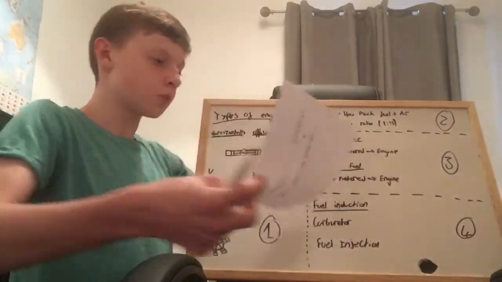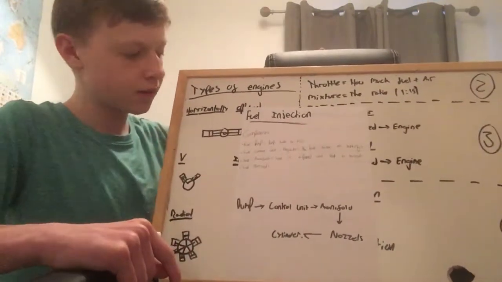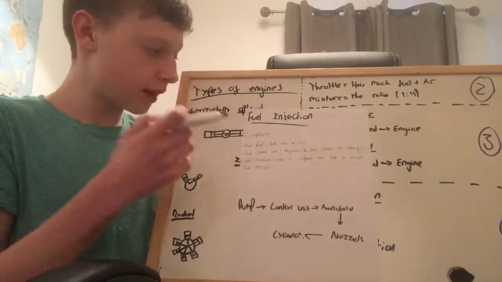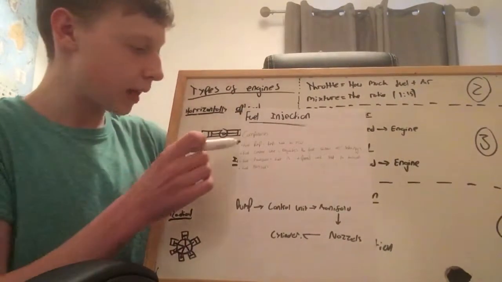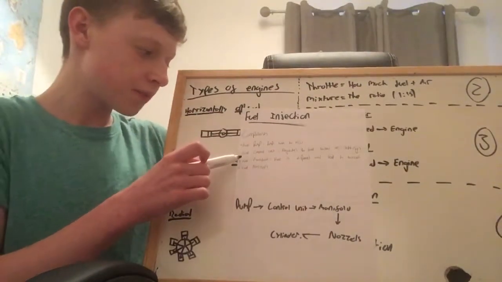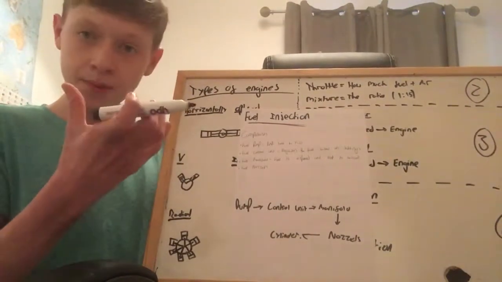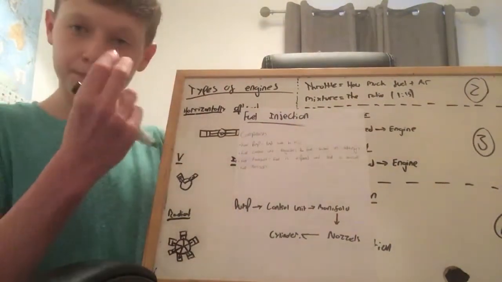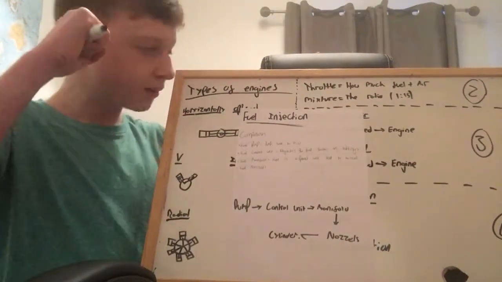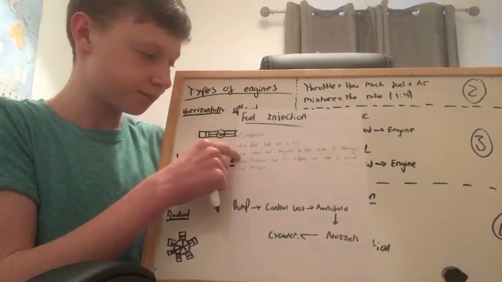Now moving on to the more modern one, which is fuel injection. Again, I've written in thinner ink. So fuel injection, these are the components that make fuel injection happen. There's a fuel pump, there's a fuel control unit, there's a fuel manifold, and there's a fuel nozzle. The pump basically pumps fuel from the fuel tank, and it goes straight into the fuel control unit.